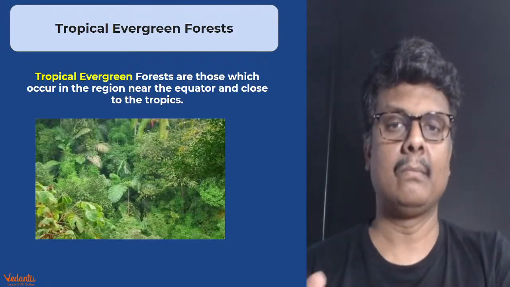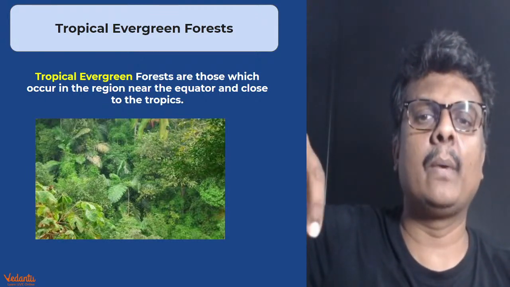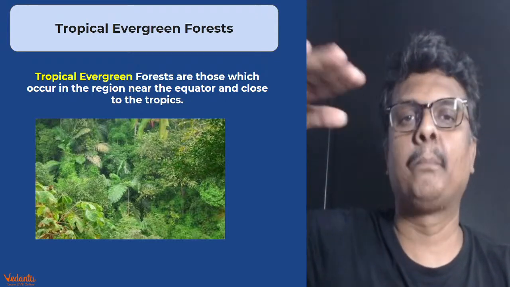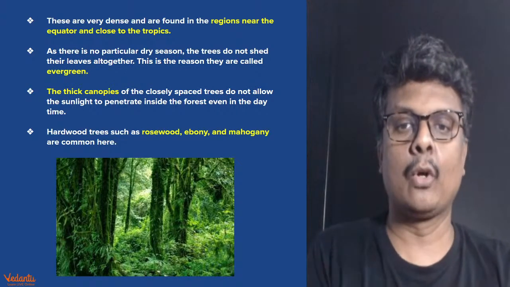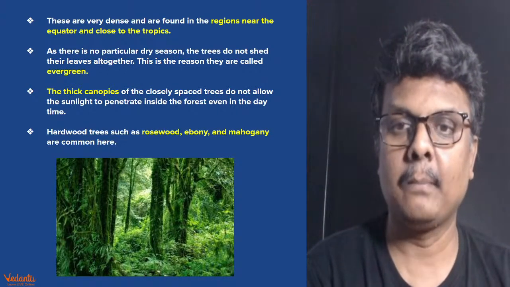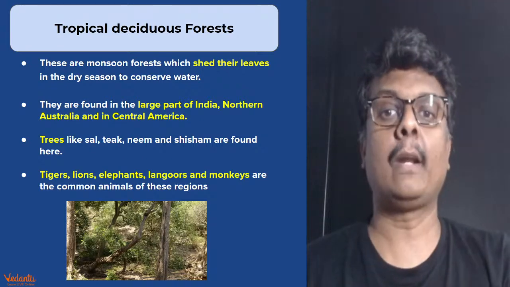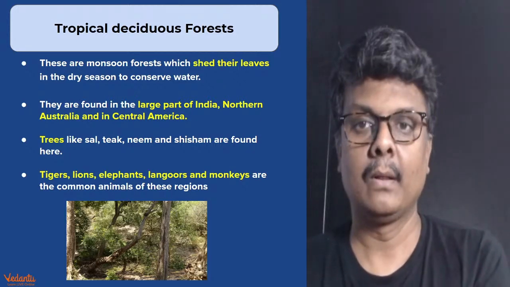Tropical evergreen forests are typical in the tropical region near the equator, with a lot of rainfall and a perfect, congenial climate. You see rosewood, ebony and mahogany there, and they are very dense. Tropical deciduous are monsoon forests which shed their leaves to conserve water.